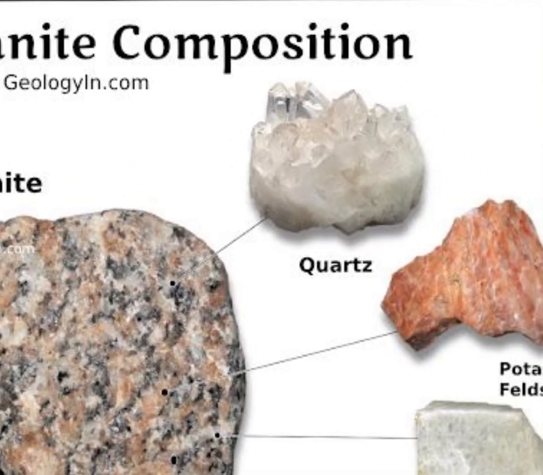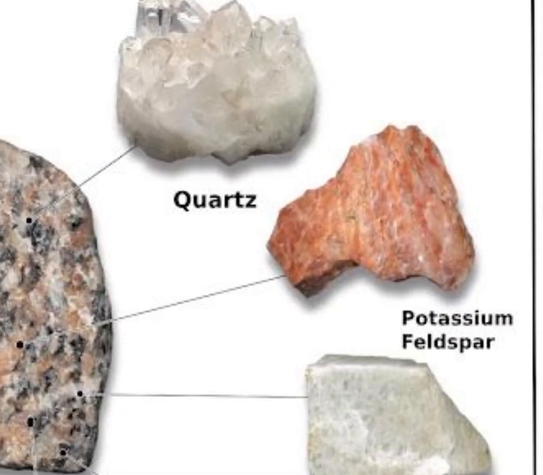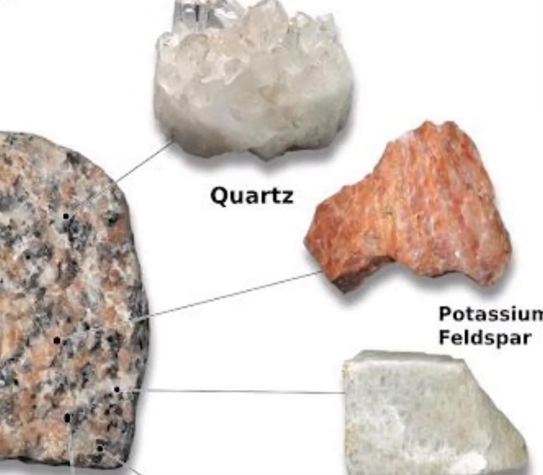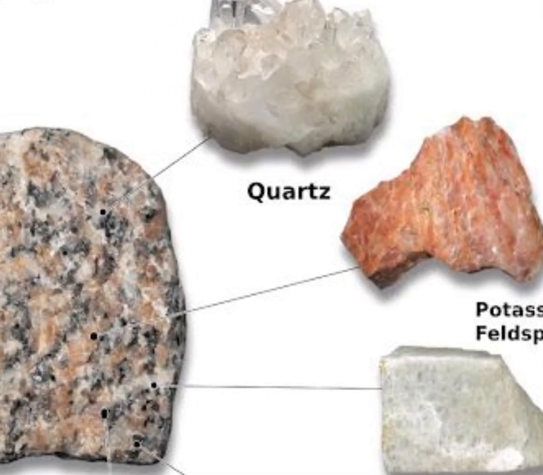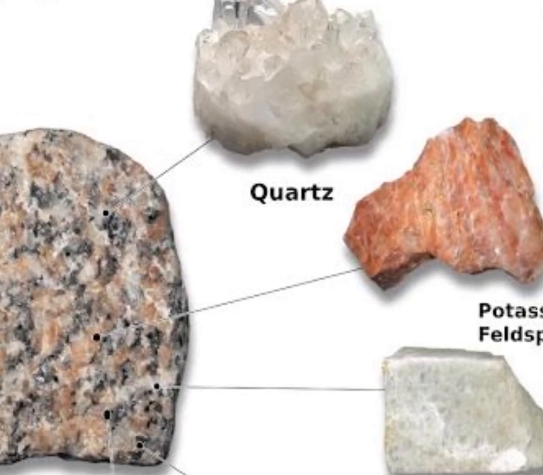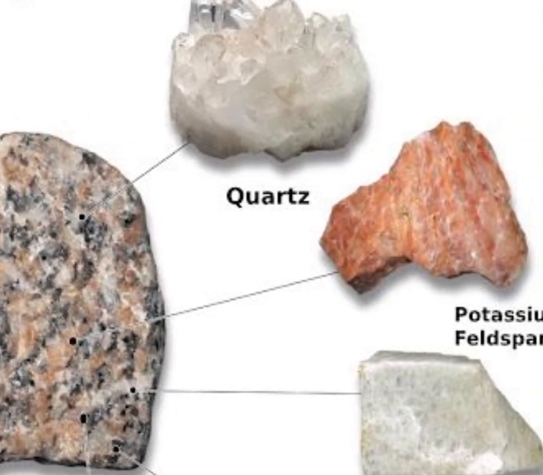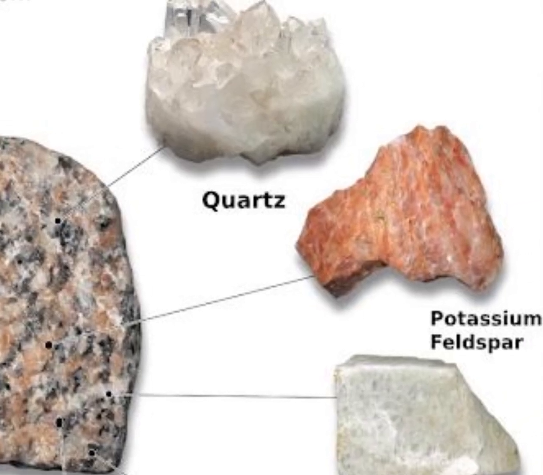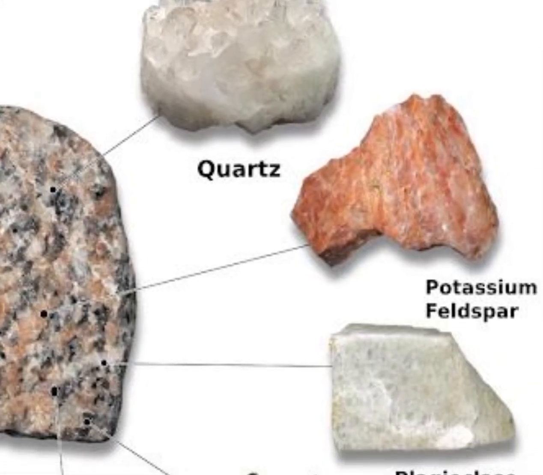When we come to potassium feldspar, which is called K-feldspar, also known as orthoclase or microcline feldspar, this mineral gives granite its pink to red color, as seen in the images. It forms large blocky crystals and is a key distinguishing feature of many granites.